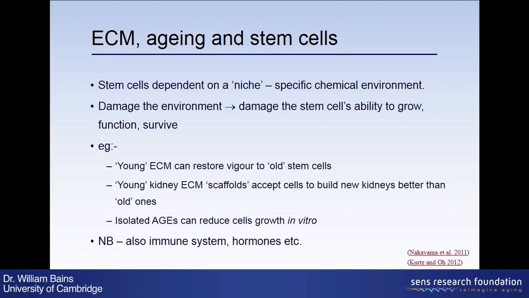This is a very specific chemical environment, and so you would expect that if you damage that environment, change it in some way, you damage the stem cell's ability to grow or to continue to survive as stem cells, and indeed we find that's the case. So, if you take old stem cells from an old animal and you get other cells to make extracellular matrix from that old animal, it makes old extracellular matrix. You put the stem cells on it, they're okay, but they're not great, they're not very happy.